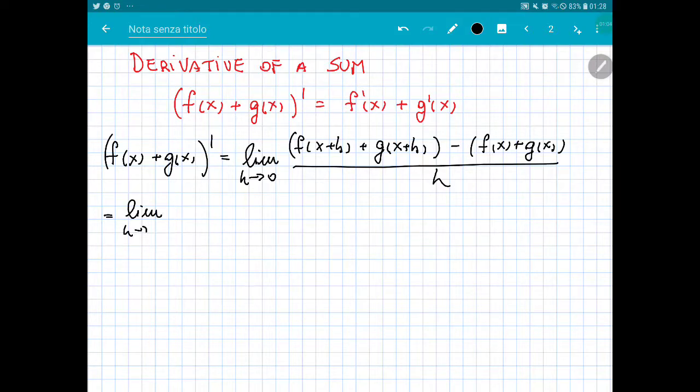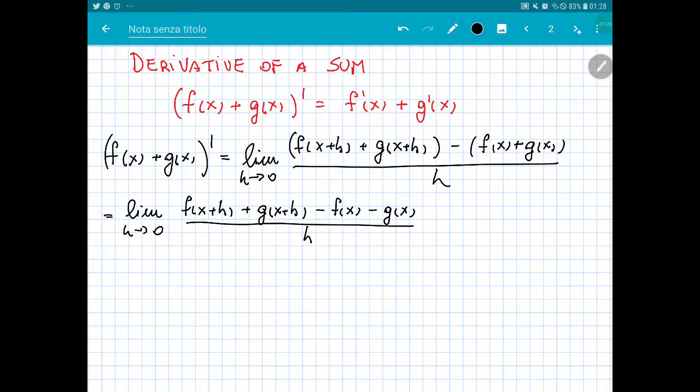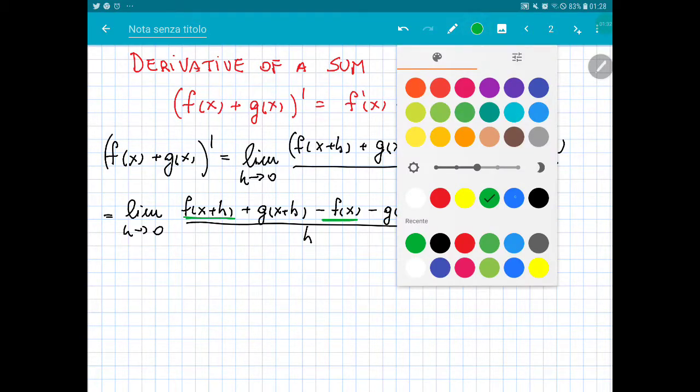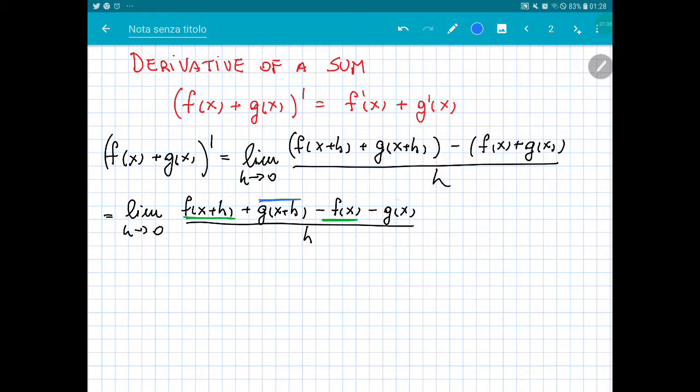So we get the limit as h approaches 0, f of x plus h plus g of x plus h. And now here I have a minus, which switches the sign of everything that's inside the parentheses. So minus f of x minus g of x, everything divided by h. And now we're going to group together this one with this one, and this one with this one.